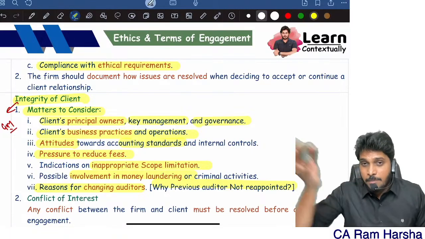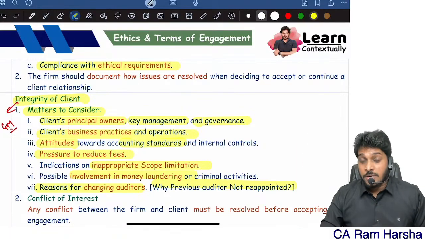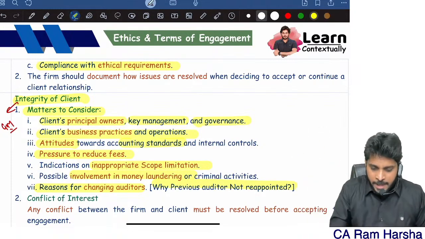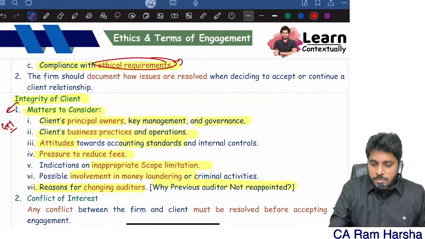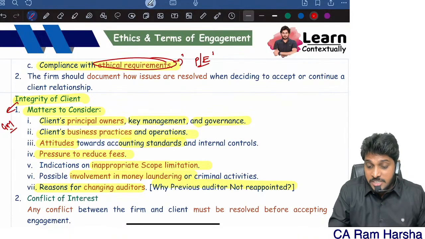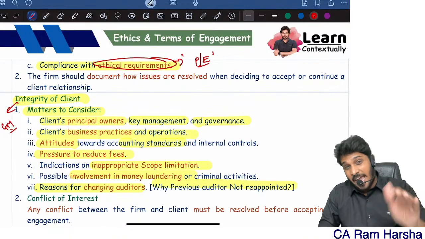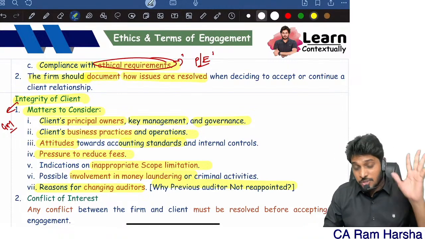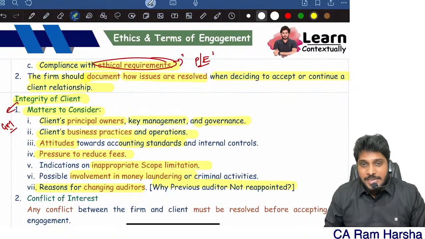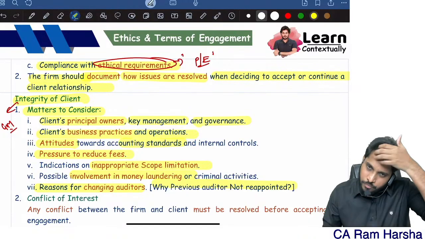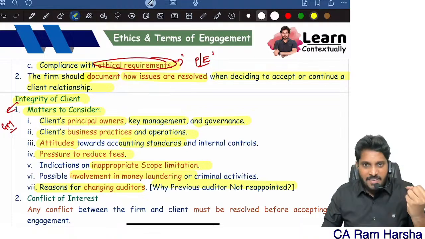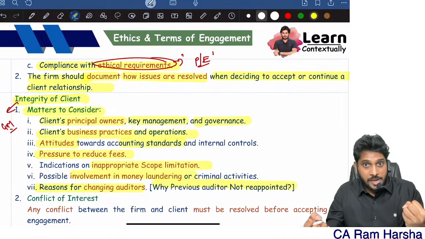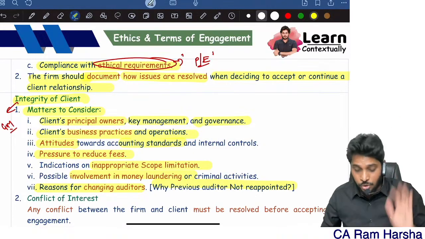For example, a company wants to appoint you as a statutory auditor. See whether you are eligible, qualified and not disqualified. You should only check. The various ethical requirements we will discuss in CA Final, where we have professional ethics and the CA Act. And the firm shall document how these issues are resolved while accepting or continuing a client relationship. When you are gathering information about the client and checking competence and capability, if any issues arise, how did you resolve them? The firm has to document that also.